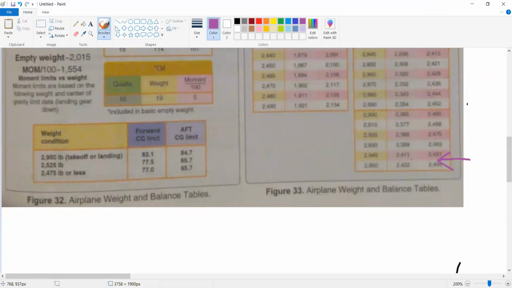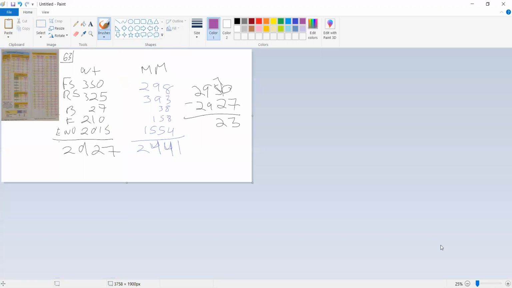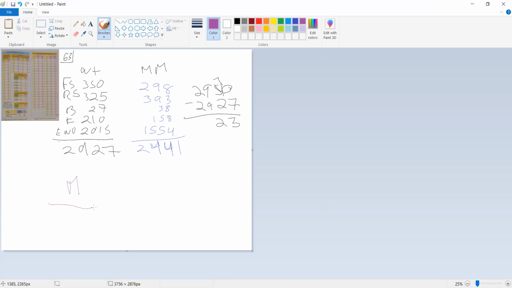So we have to follow the CG formula, which I wrote in the previous examples. I'll make this big. So define CG. The formula is momentum over weight times 100. So our momentum is 2,441 over 2,927 times 100, and that gives us 83.4. 83.4 more or less. And that is B, so that is within limits.